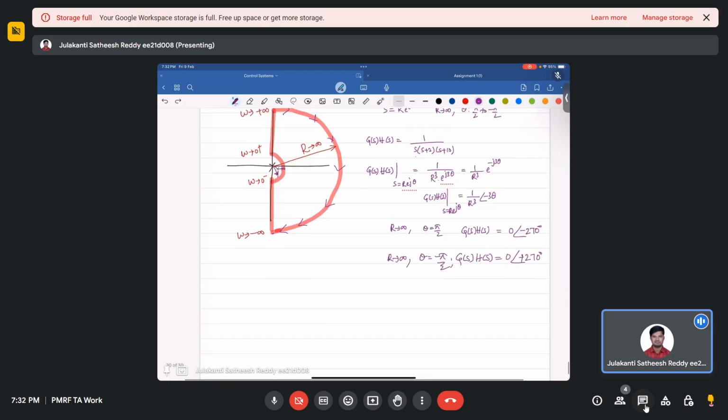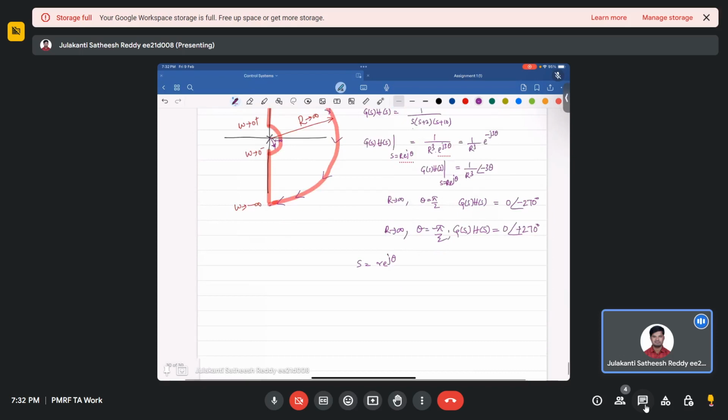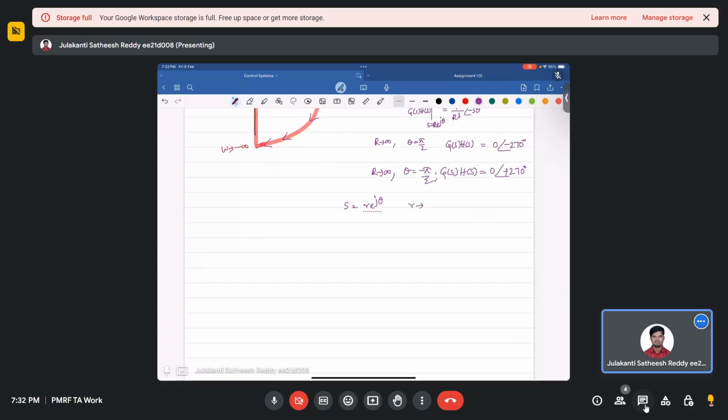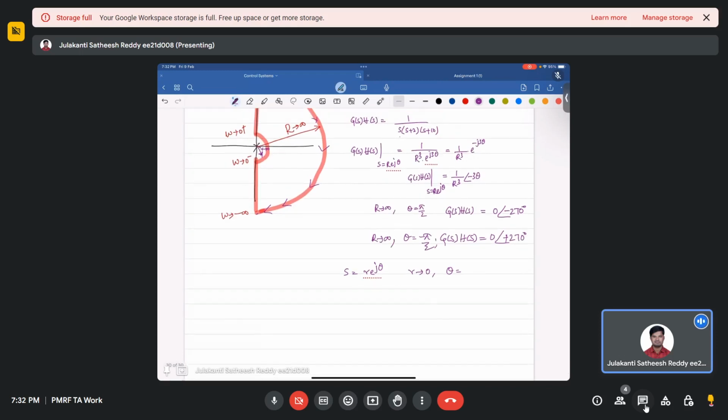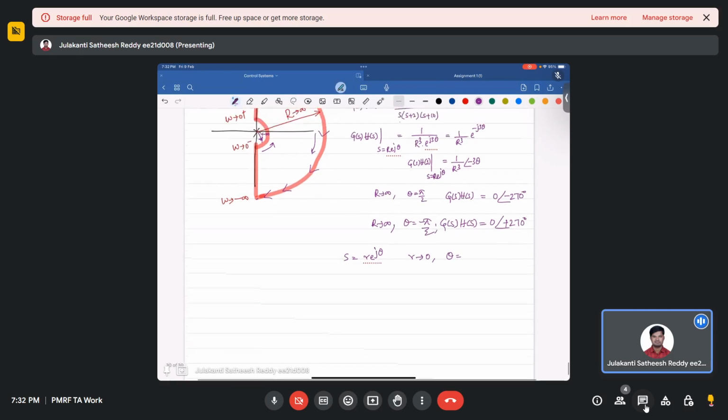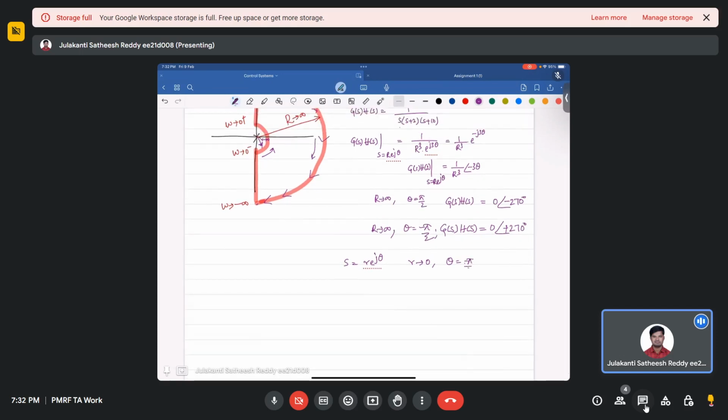Next, s is equal to small r e power j theta. What about r here? It tends to 0. And what about theta? It is minus 90 to plus 90. You see this, minus 90 to plus 90. This is like this.